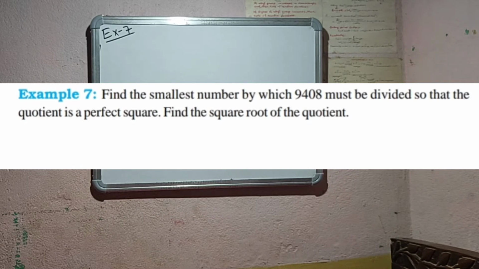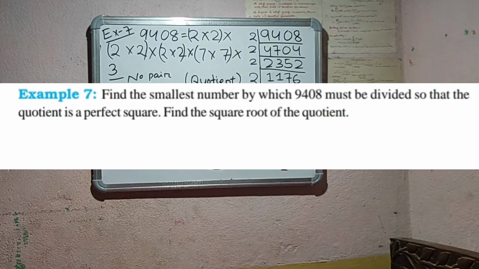So the quotient is a perfect square. After finding the perfect square, the new number, we have to find the square root of this number. So our first aim is to find the prime factors of 9408. Clear? So let's solve it.